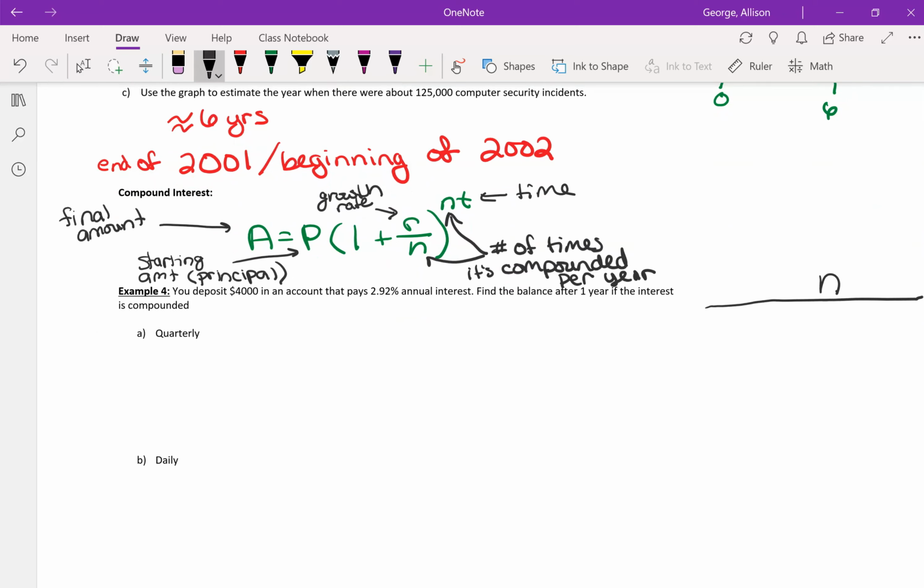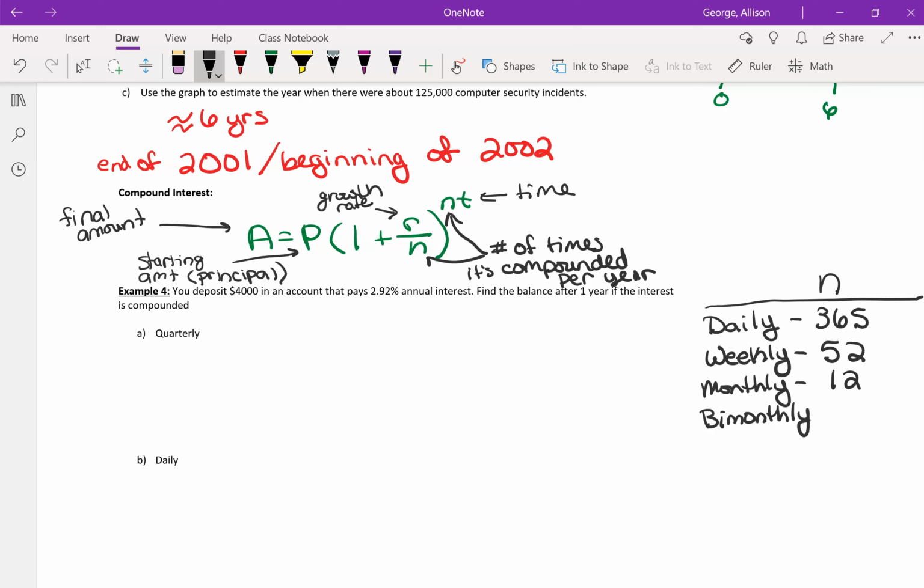All right, so your bank could compound it daily. And so if their n is the number of times it's compounded per year, if they're compounding it daily, that would be 365 because there's 365 days. All right, they could compound it weekly. And if it's weekly, it's 52 times. All right, if it's monthly, that would be 12 because there's 12 months in a year. If they did it bi-monthly, that means every 2 months. So that would be 6 of those in a year.